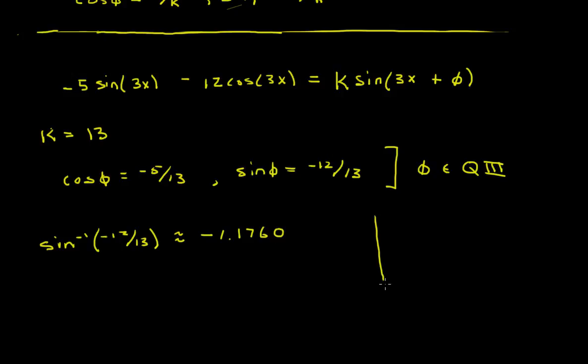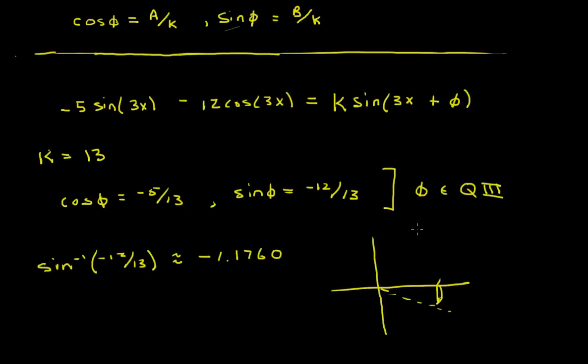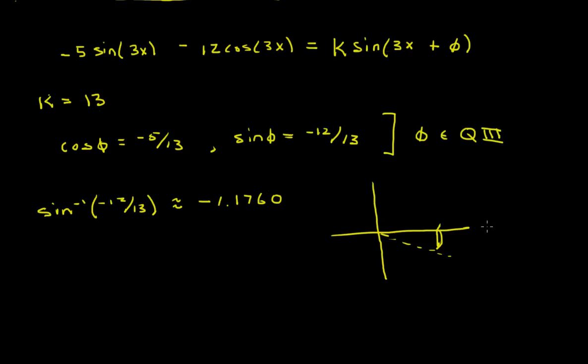So the calculator is giving us this angle down here, as it should, because we're working with a negative sign, which would be either quadrant 3 or quadrant 4, but your calculator only reports in the range of the inverse sine, which is minus pi over 2 to pi over 2, so quadrants 1 and 4. Okay, so that's the angle given, negative 1.1760, but we want the equivalent angle in quadrant 3, so the angle we really want is over here.